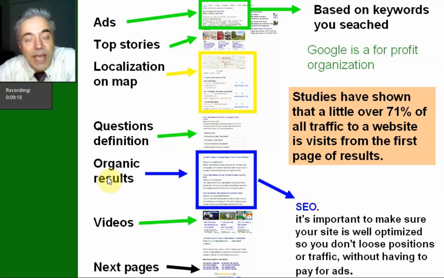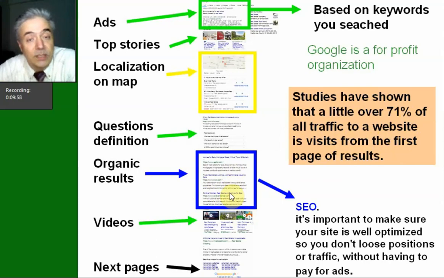And then come the organic results. This one you're not paying to be in. So if you have a good quality website, you optimize for keywords, and you have reputable links referring to your website, this is how you end up here in the organic results. This is the first page, right? It is important to notice that studies have shown that a little over 71% of all traffic to websites comes from the first page results. So most people don't even go to the second page. This is why it is so important for you to show up on the first page.